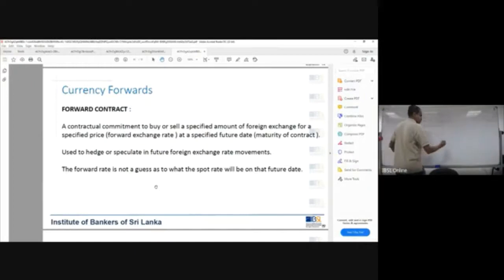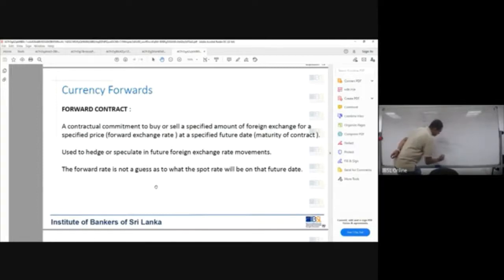$217.82. How do you get 220? 200 into 1 plus 10%, right? So 220, you get 200 into 1 plus 10%. 1.01 is 1 into 1 plus 1%.